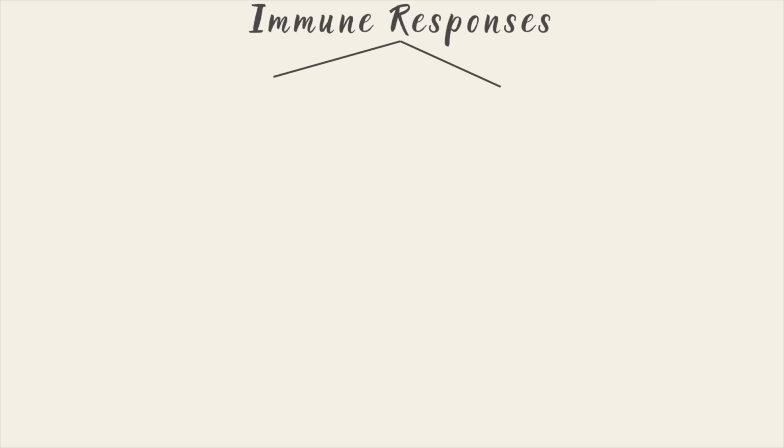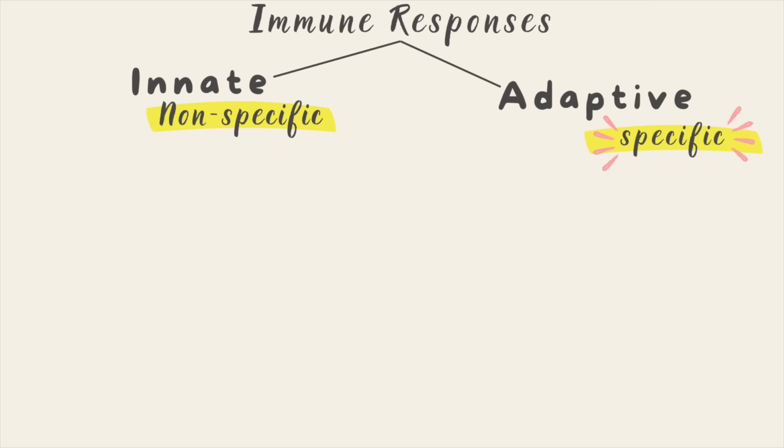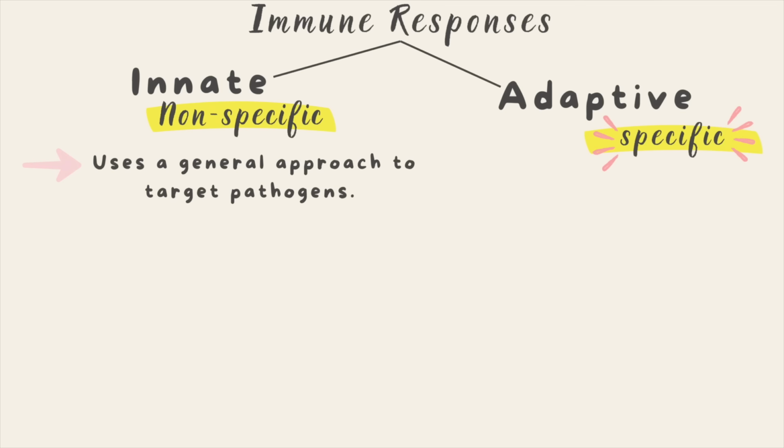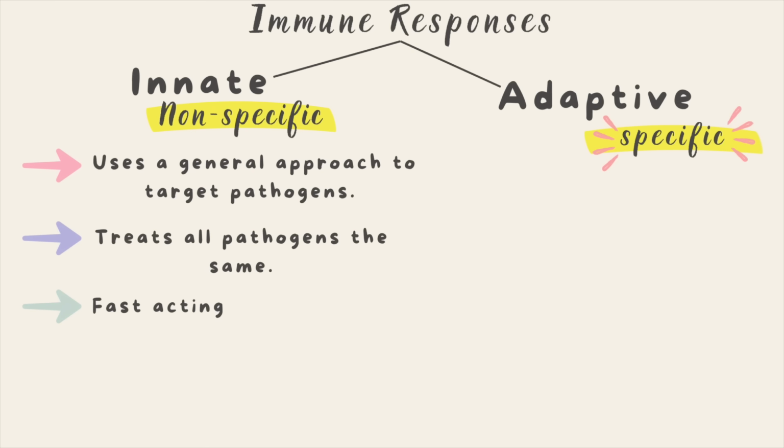So first off, immune responses are either innate or adaptive. Innate is referred to our non-specific immunity, and adaptive is referred to our specific immunity. Both of these responses are active when we have some type of invader or pathogen in our body that needs to be fought off. The innate or non-specific approach is a general response. Basically, it's like using one type of solution to kill all pathogens. It treats all pathogens the same, and it is fast acting, meaning it arrives on scene very quickly and helps kill off pathogens.